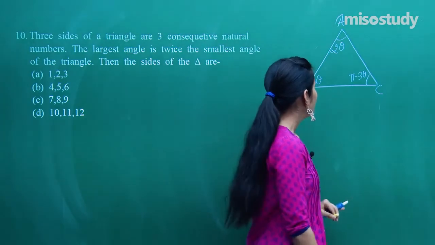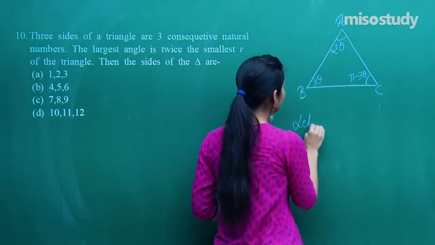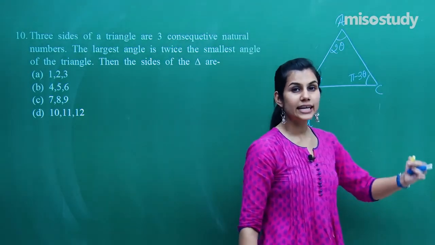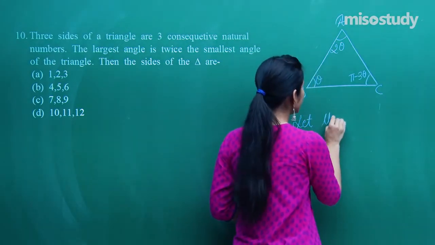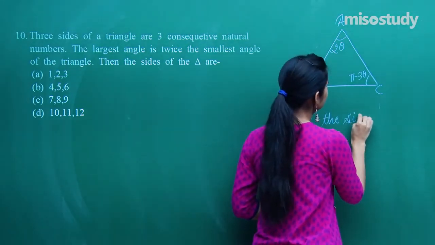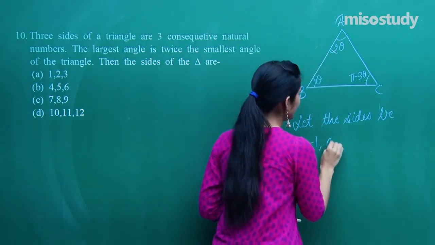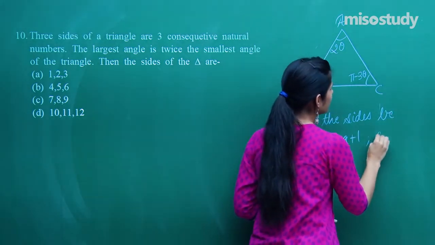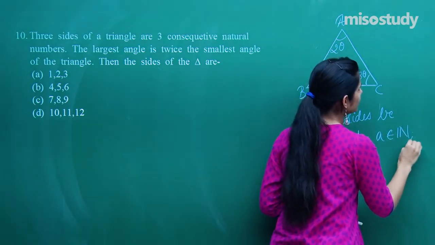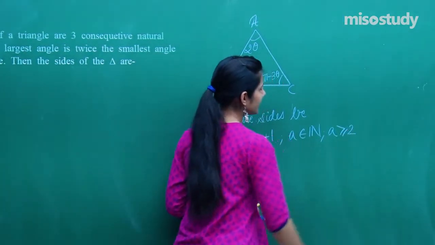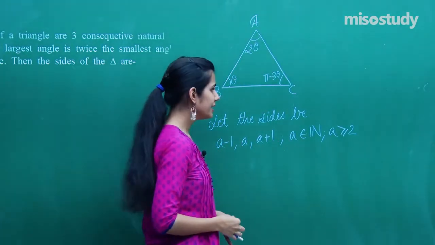Understood? Now, let the sides are given to me. The only information is that they are 3 consecutive natural numbers. So let the sides be a minus 1, a and a plus 1, where a is a natural number greater than equal to 2. Why greater than equal to 2?